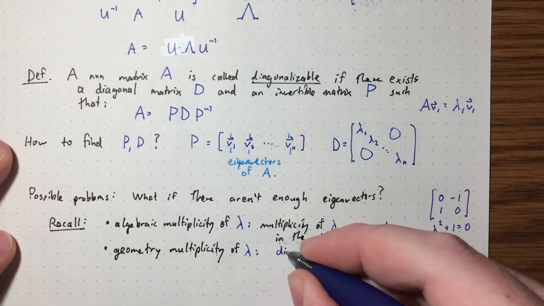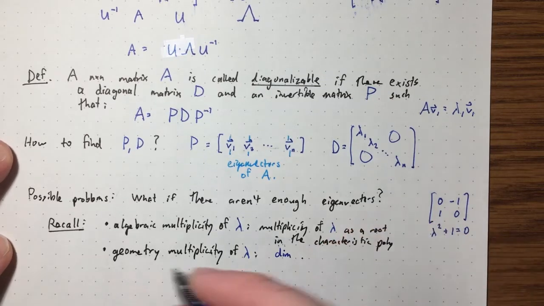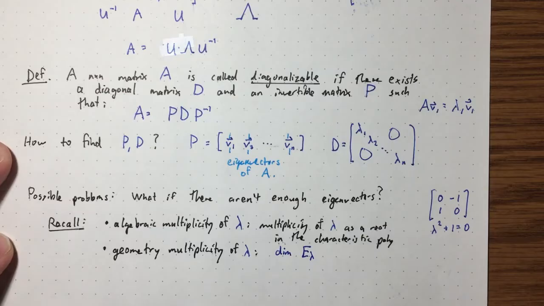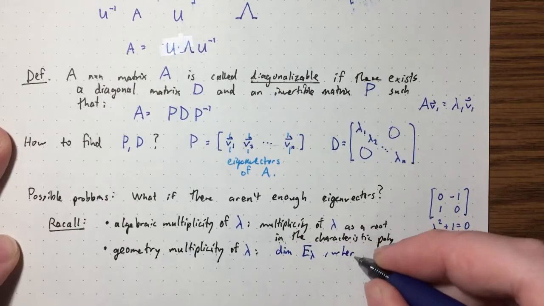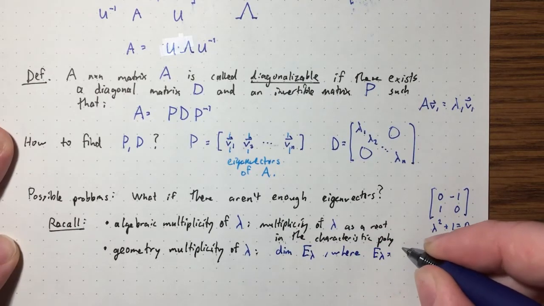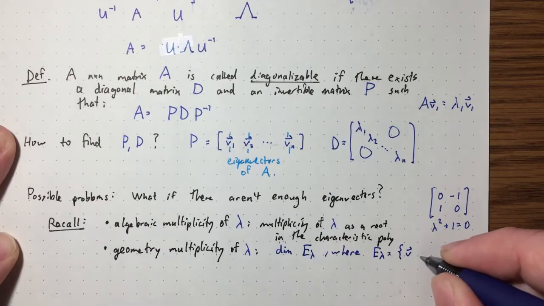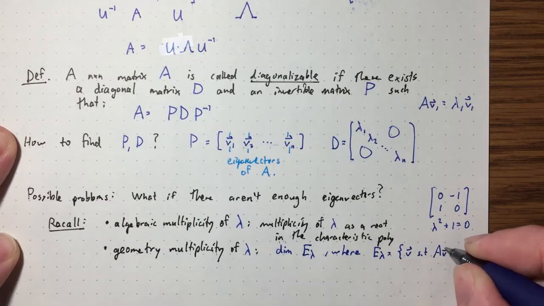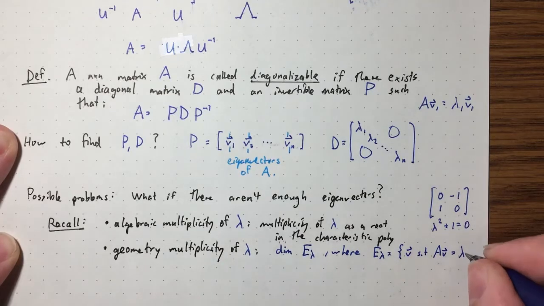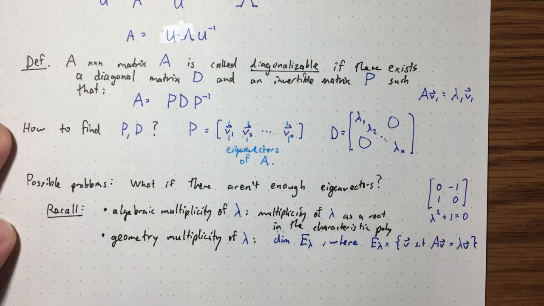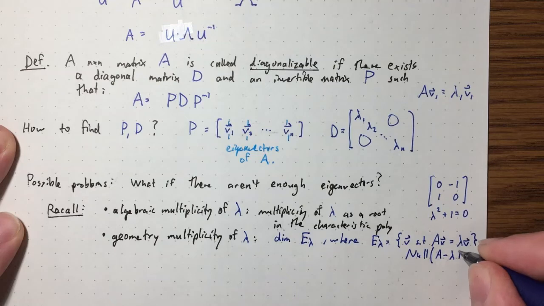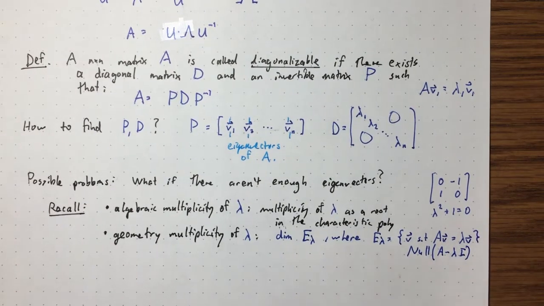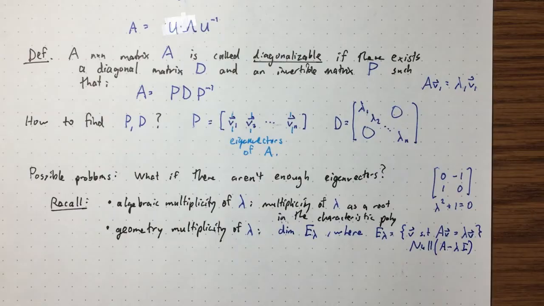So what is this technically? I think I defined this already, but I just want to remind you. It's the dimension of the space of all the eigenvectors associated with that eigenvalue. What is this E lambda? E lambda is all the eigenvectors. So it's all the V such that AV equals lambda times V. So it's all the eigenvectors associated to that lambda. Or in other words, it's the null space of A minus lambda I. Same thing. So that's where we actually like to find the eigenvectors. Okay, so this is what could go wrong.